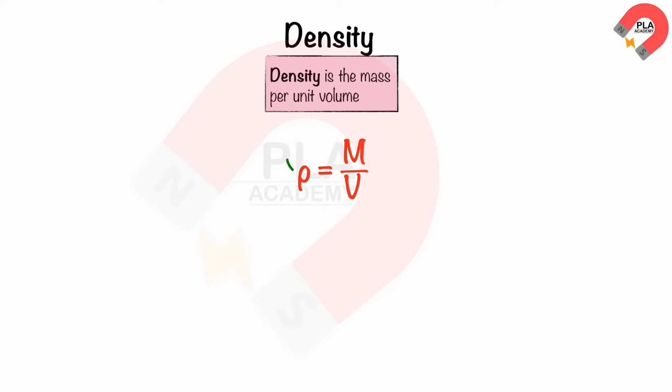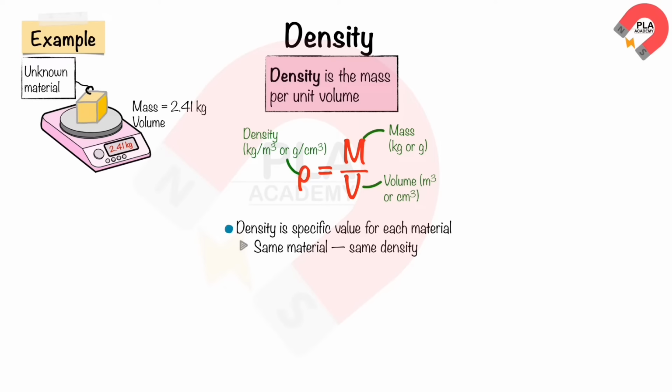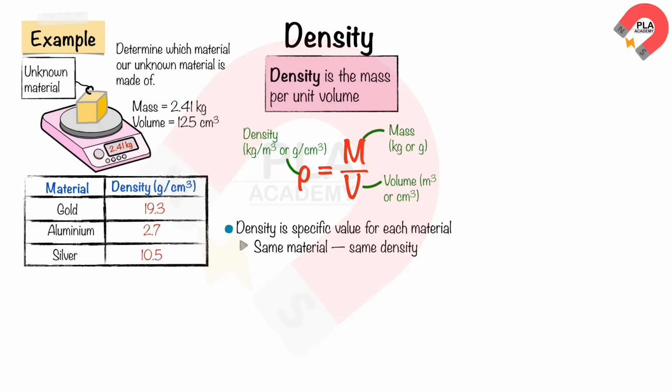Density is a specific value for each material, meaning that the same material will always have the same density. For example, let's say we know an unknown material with a mass of 2.41 kilogram and its volume of 125 cubic centimeters. To determine which material our unknown material is made of, we know the densities of gold, aluminum, and silver as shown in the table.